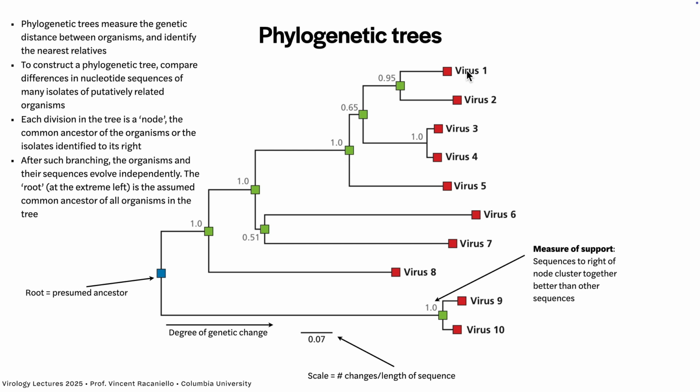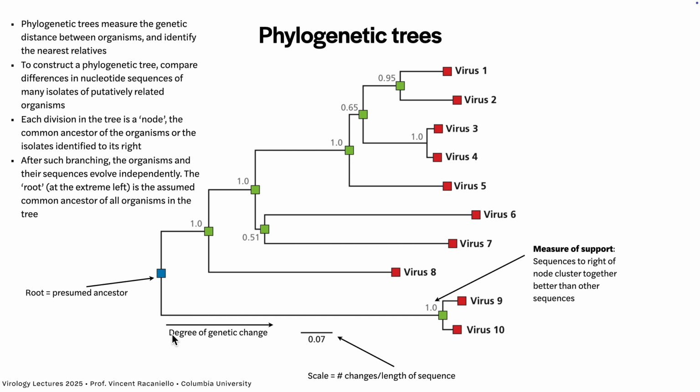So here, virus 1 and 2 are the closest, then 3 and 4, and obviously 3 and 4 and 1 or 2 are very close, and more distal from 9 and 10. So each division is called a node, and eventually they all derive from some ancestor, but often we don't have that ancestor. So this blue box is called the presumed ancestor or the root of the tree.